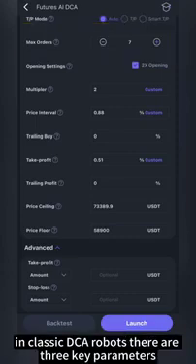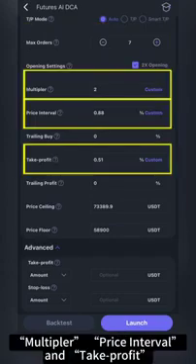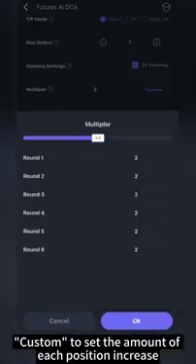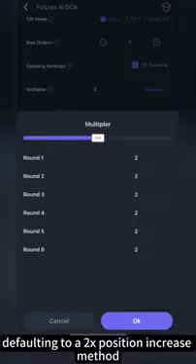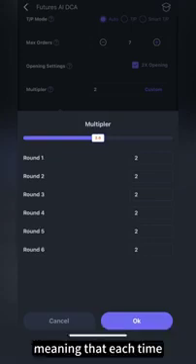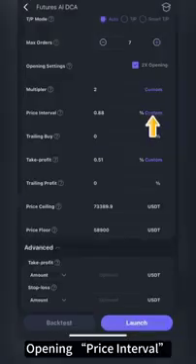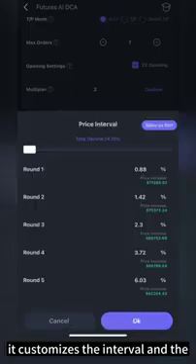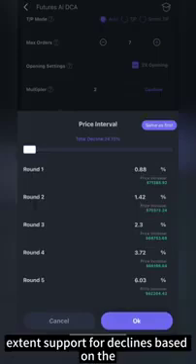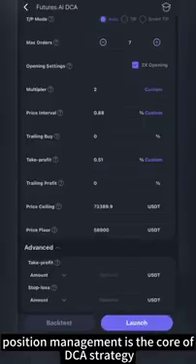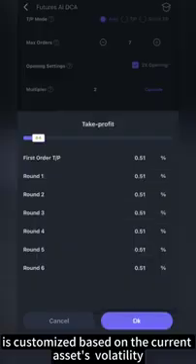In classic DCA robots, there are 3 key parameters: multiplier, price interval, and take profit. You can click on Custom to set the amount of each position increase, defaulting to a 2x position increase method, meaning that each time, the position is increased by twice the amount of the previous increase. Opening price interval: it customizes the interval and the extent of support for declines based on the current asset's volatility. Position management is the core of DCA strategy, and the take profit is customized based on the current asset's volatility.